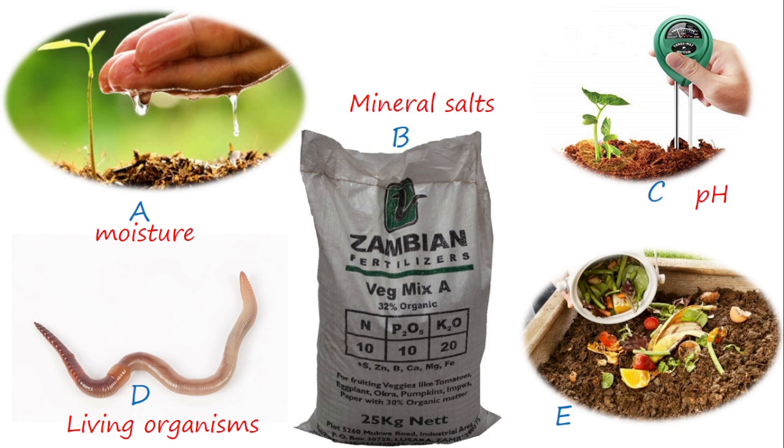For example, the earthworms will be feeding on dead organic matter, turning it into compost, which plants can later absorb as nutrients for their growth. That's why you need organisms such as earthworms, and microorganisms such as bacteria as well as fungi, to make the soil fertile.